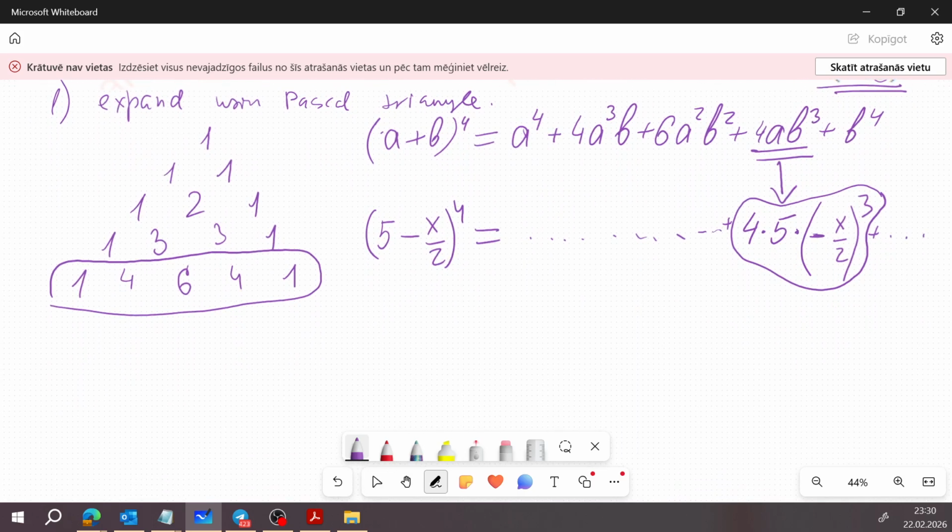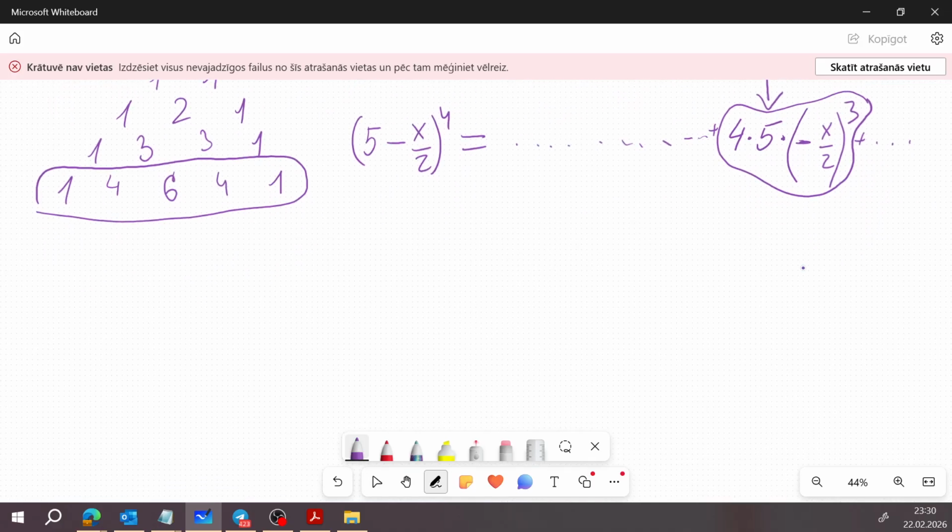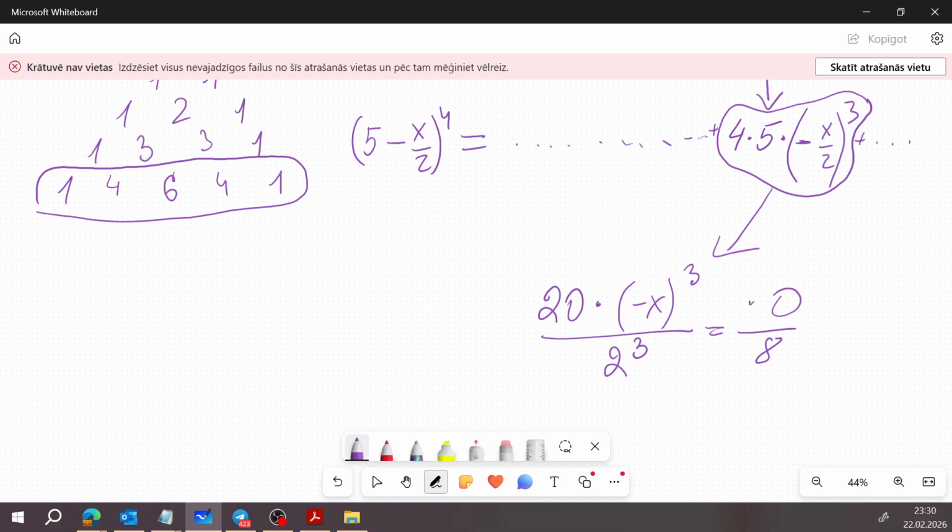And in order to solve this, we can do it very simply. It will be 20 times (minus x) to the power of 3 divided by 2 to the power of 3. So we will have 20 over 8 times minus x to the power of 3. So it is going to be minus 10 over 4, which is 5 over 2, x cubed. So the coefficient before x cubed is 5 over 2 with a minus sign. And this is the solution. Thanks.